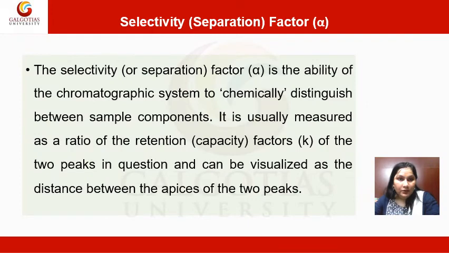Now, the second factor is selectivity or separation factor, that is denoted by alpha. The selectivity or separation factor is the ability of the chromatographic system to chemically distinguish between sample components. It is usually measured as a ratio of the retention factors, small k, of the two peaks in question and can be visualized as the distance between the apex of the two peaks.